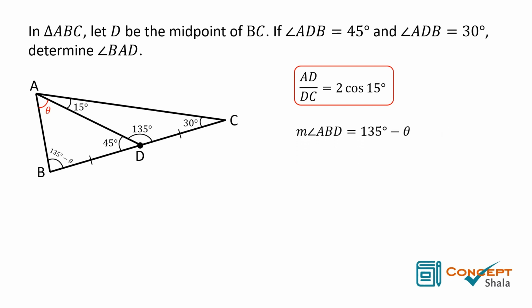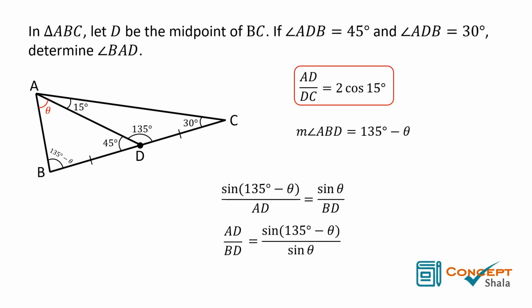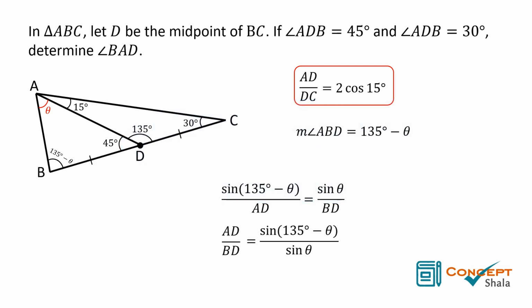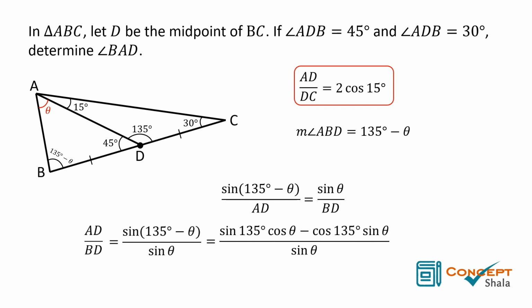Now we will use the sine rule to write a similar relationship as follows. Sine of 135 degrees minus theta over AD is equal to sine theta over BD. So AD over BD is equal to sine of 135 minus theta over sine theta. We will apply the trigonometric formula sine of A minus B is equal to sine A cos B minus cos A sine B. So we get AD over BD is equal to sine 135 cos theta minus cos 135 sine theta, whole over sine theta.